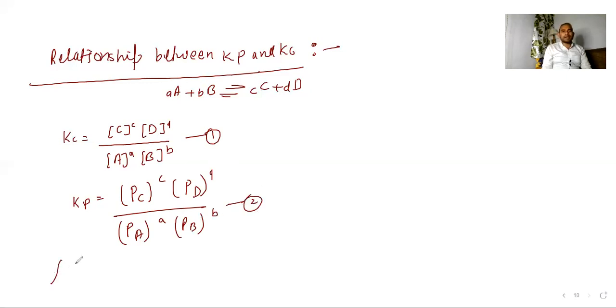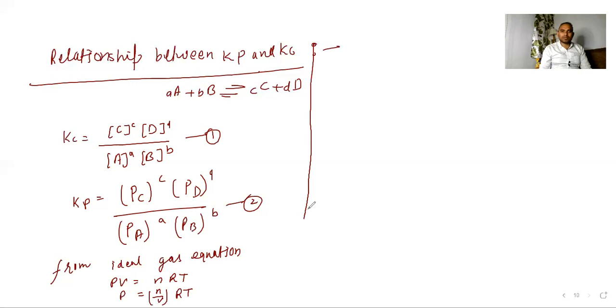Do you know the ideal gas equation? Have you heard about it? PV equals nRT. So if you write P, it is going to be n by V times RT. Here n by V means moles per liter, which is molar concentration or molarity.